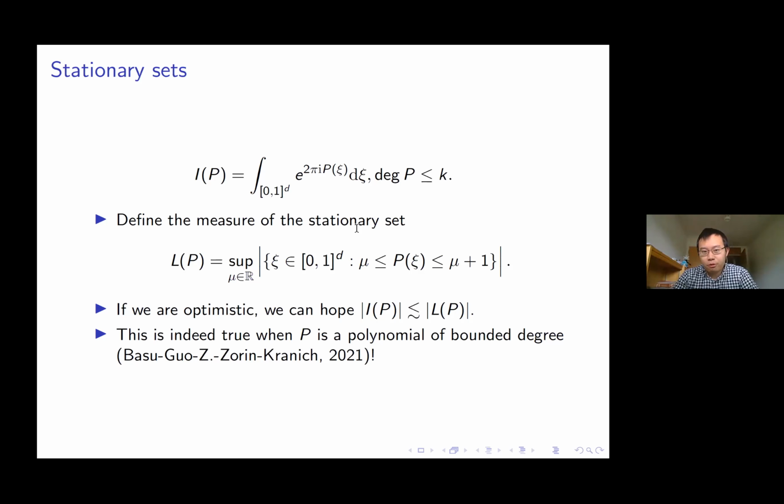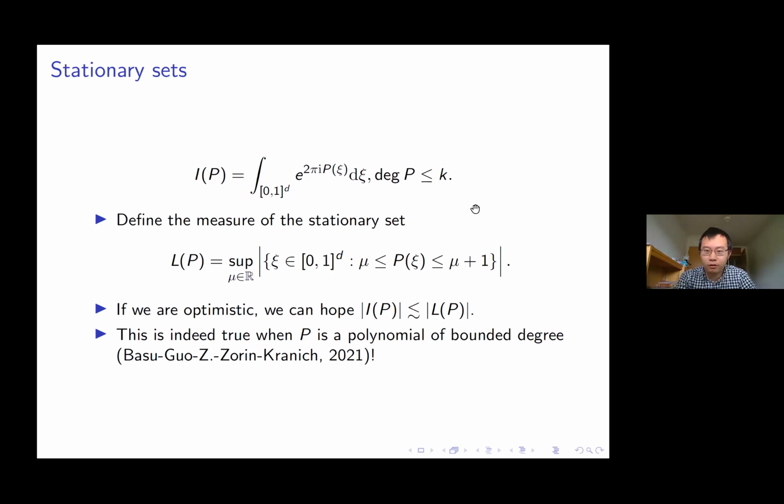So L of P is the supremum of mu such that it's the supremum of the measure of C such that those C are satisfying P is between mu and mu plus 1. So within one period. Within one period is roughly the same as within 1/3 of the period when you take the supremum, so it doesn't matter. And as I explained in the last slide, if we're optimistic, we can hope this integral is controlled by the stationary set. And this is indeed true when P is a polynomial of bounded degree in a given dimension. And that's our main theorem.